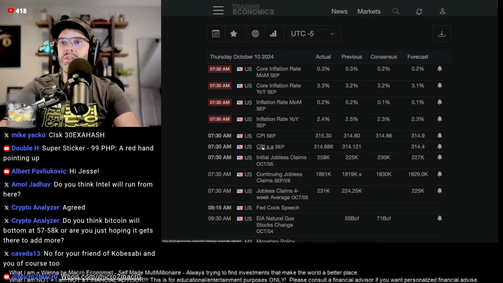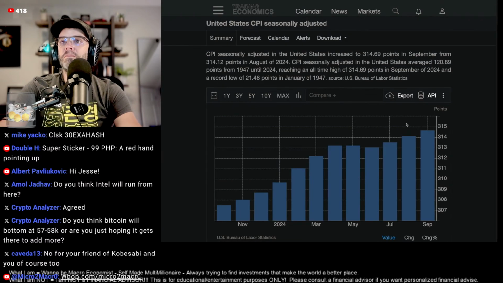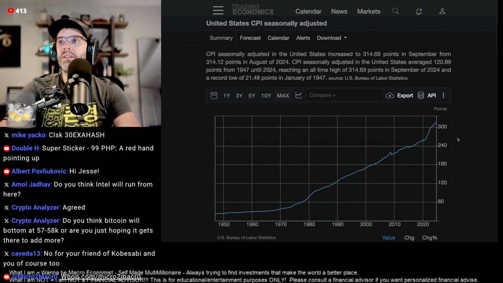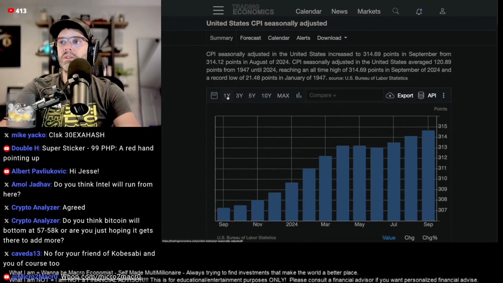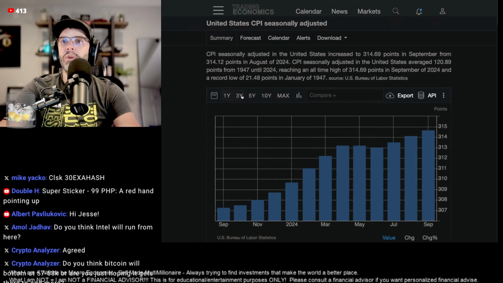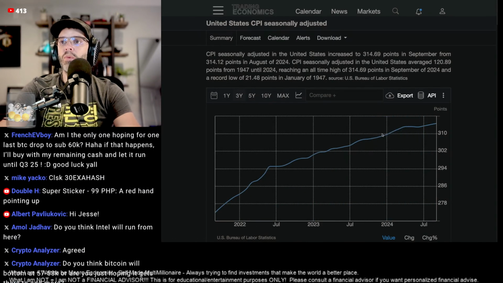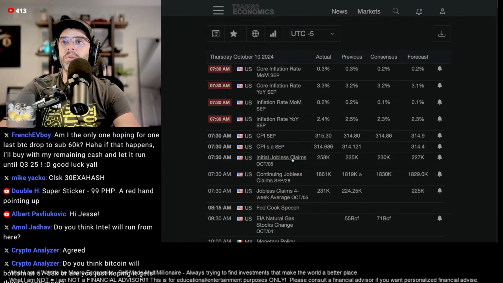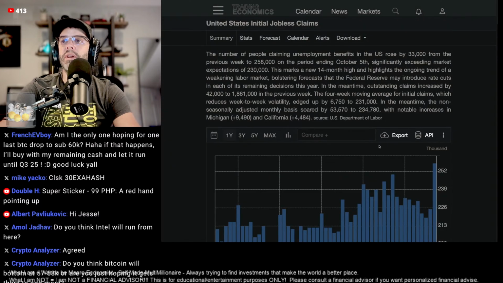Regardless of expectations, right? And then again, CPI, I would actually argue that with CPI, we kind of had a flattening. If we go out to the 3-year here, I mean, we're still ramping, but it's not the rate that it was before. So I think inflation is probably fine. Let's look at jobless claims, see how bad it is.